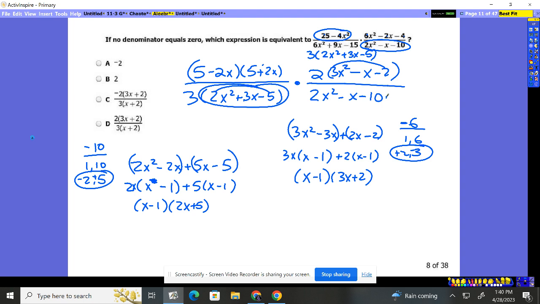2 times the negative 10, negative 20. And negative 20: 1 times 20, 2 times 10, 3 times nothing, 4 times 5, a difference of 1. So it's 4 and 5. You end up needing a negative x, so we're going to put the negative on the 5, positive on the 4. So he will break down to 2x squared.